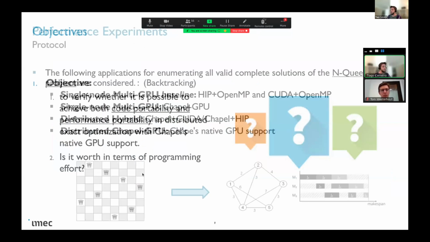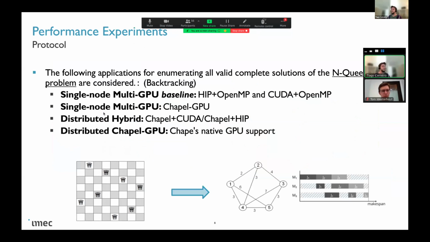So to answer those two questions, we have to implement several parallel backtrackings for solving the N-Queens problem. Three single-node multi-GPU ones: one in HIP plus OpenMP, one in CUDA plus OpenMP, that's the baseline for the speedup, and a Chapel-only version of the baseline. The distributed one that I showed you, which has Chapel plus CUDA or Chapel plus HIP for the intranode aspects of the code. And one distributed multi-GPU application that only uses Chapel native GPU support, okay?